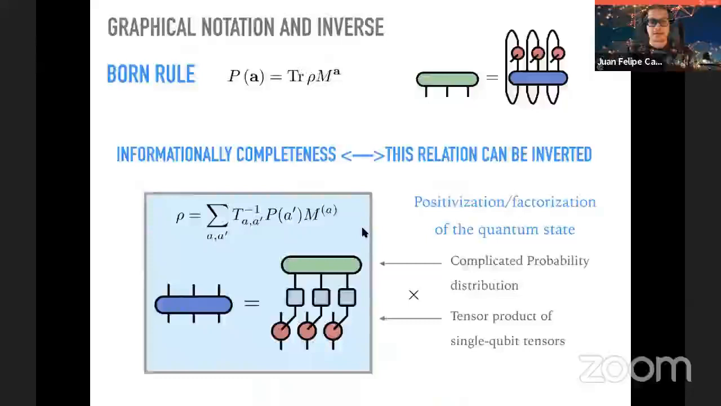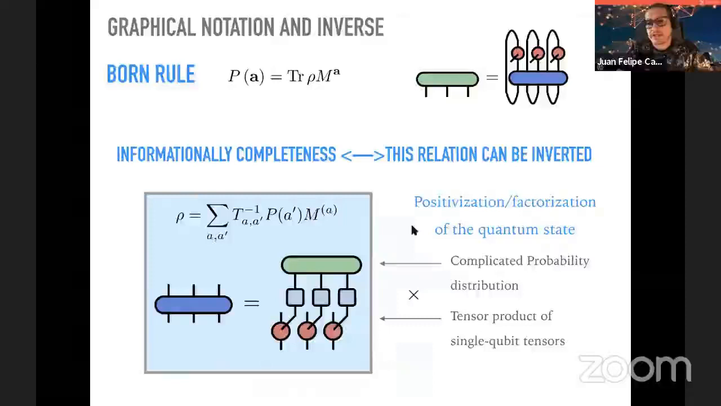So as I said, informational completeness means that you can go from rho to the statistics P or vice versa. And by that, I mean we can express rho in terms of the probability distribution P and some tensors, okay? So this is the relation. It's very simple. It's a linear relation. The Born rule is linear, so you just take the inverse of it when you can. And then this is what you get for the density matrix. So this is your density matrix rho equal to some probability distribution contracted with a set of simple tensors.